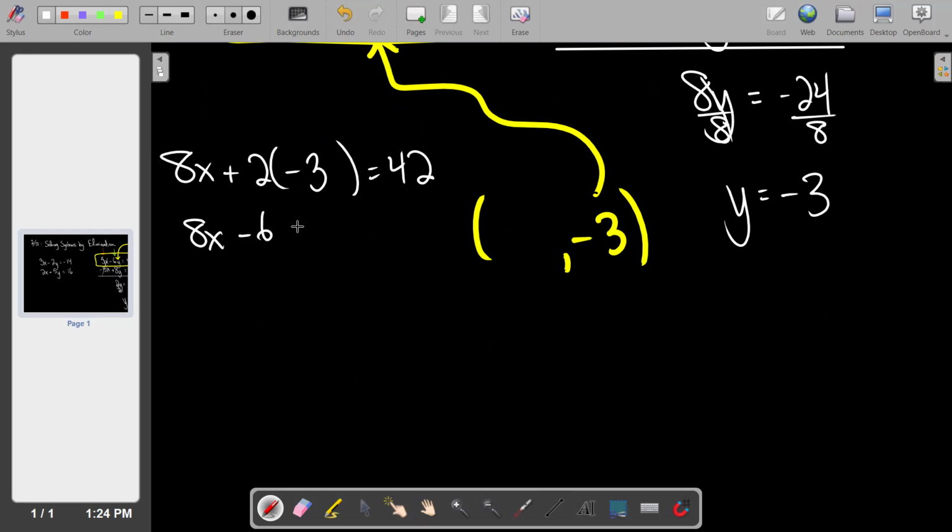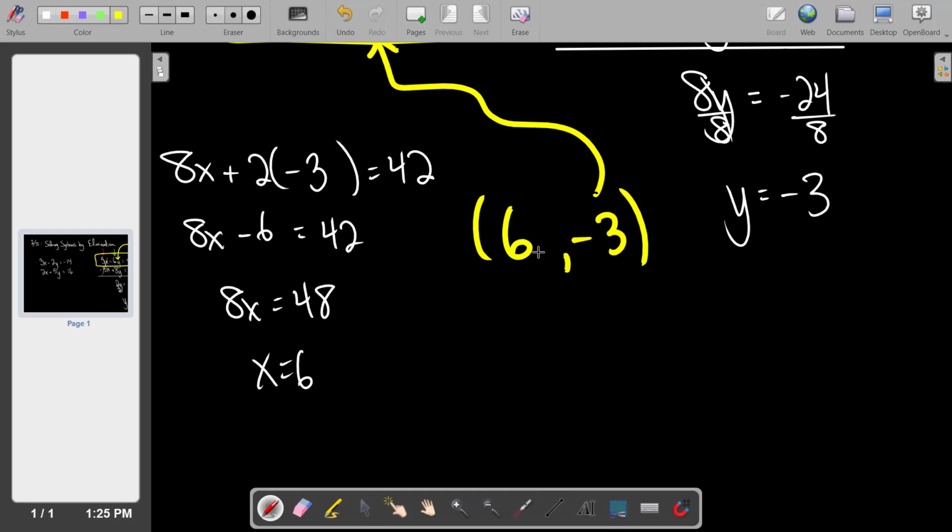There's a reason that we make you take algebra before you take anything else, because all this solving equation stuff is just everywhere, right? So 2 and -3 make -6. Now we add 6 to both sides, giving us 42 plus 6 is 48. We divide by 8 and we get x equals 6, and we are done.